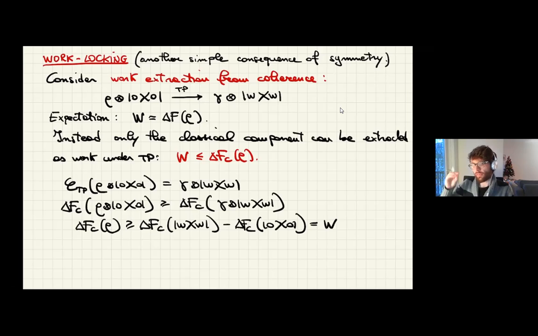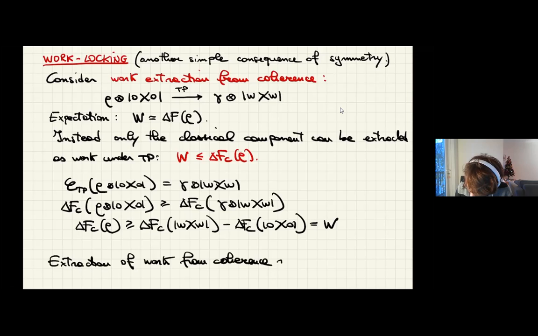So we have this free energy that has the classical and a quantum component, but only the classical component can be extracted as work, whereas the quantum component, which is in coherence, is locked. So this is why this phenomenon is called work locking. Of course, you may have heard about works where you do extract work from coherence, but the extraction of work from coherence requires some extra resource. And basically, because this whole argument follows because thermal processes are symmetric, it means that you need something that breaks this symmetry to be able to extract work from the coherences.